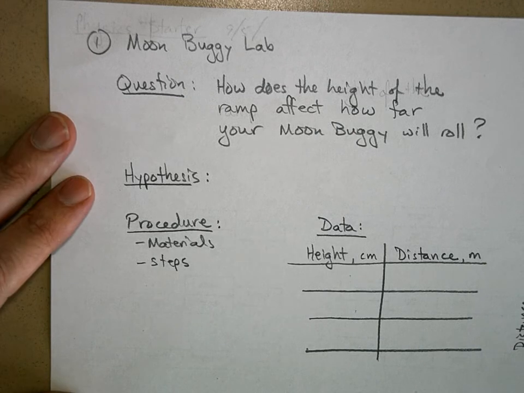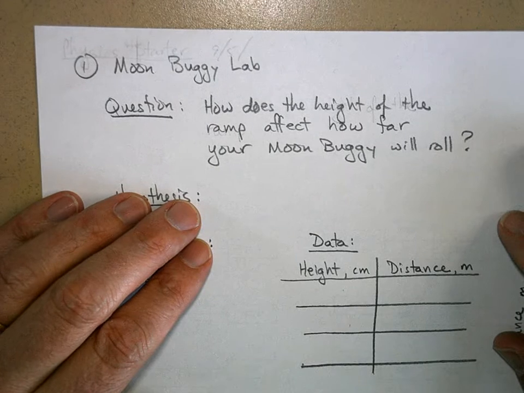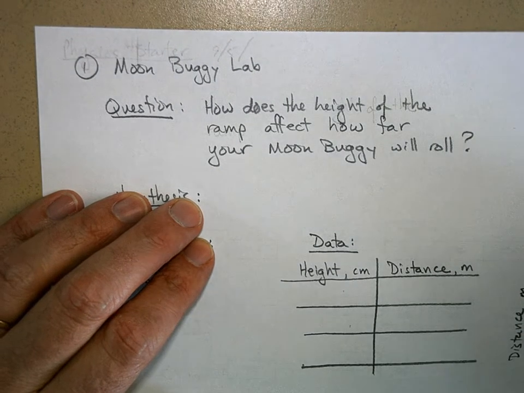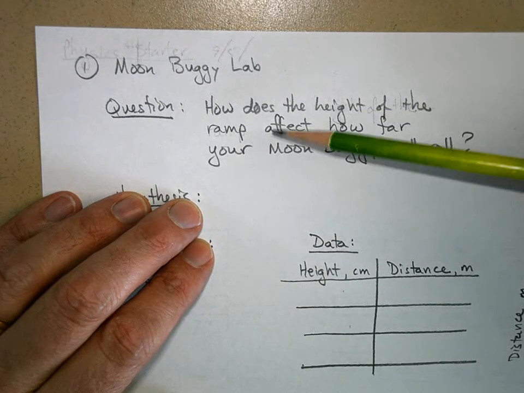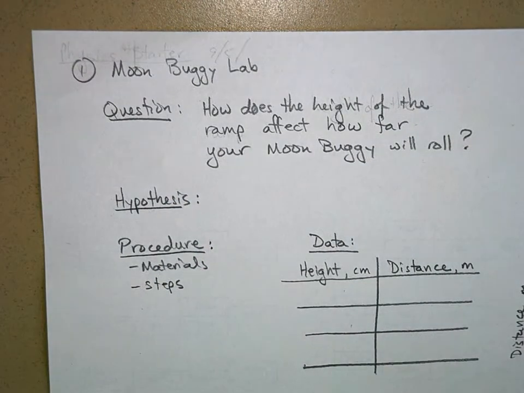All right. So here is the question for the lab, and I want you to write this down. How does the height of the ramp affect how far your moon buggy will roll? So just write a sentence. Like, what do you think? And you can put in some detail in there if you want. Just copy down the question.